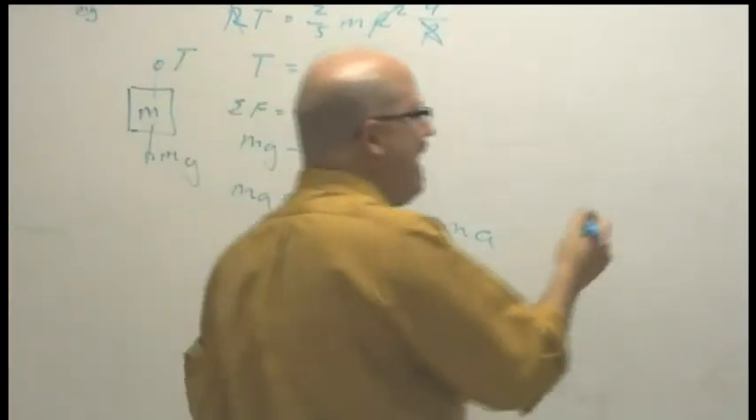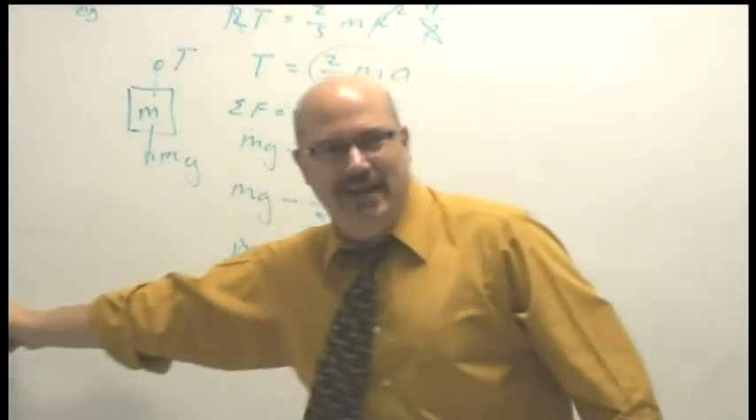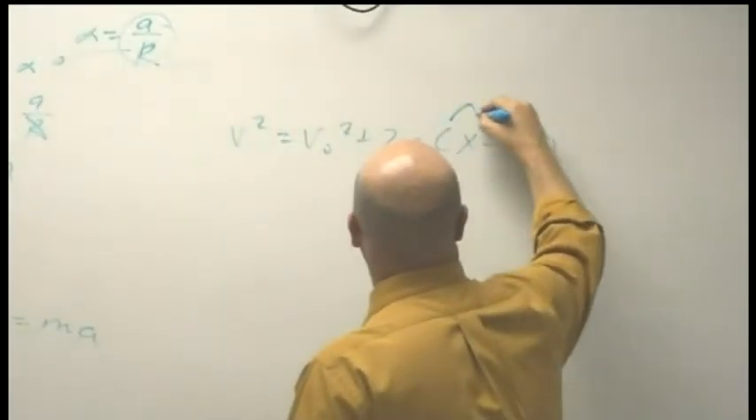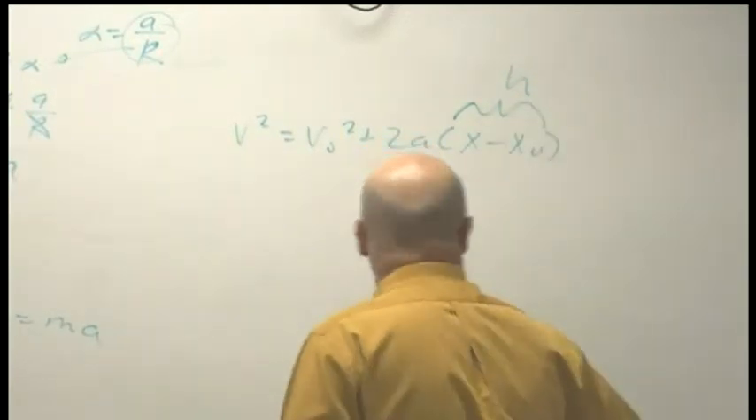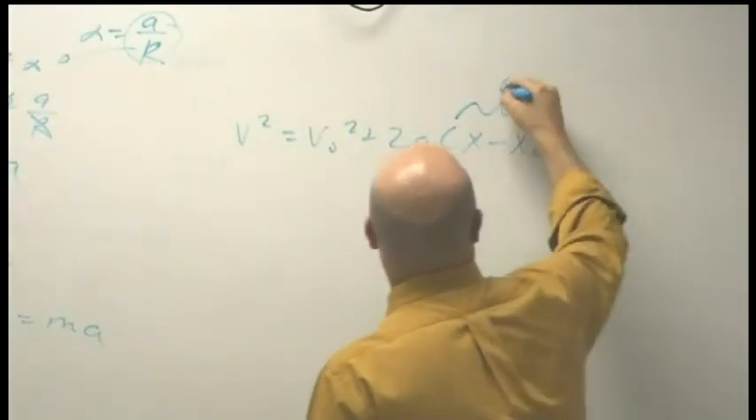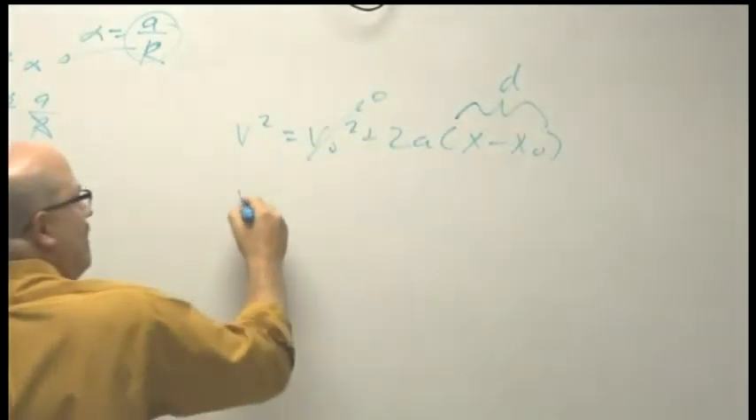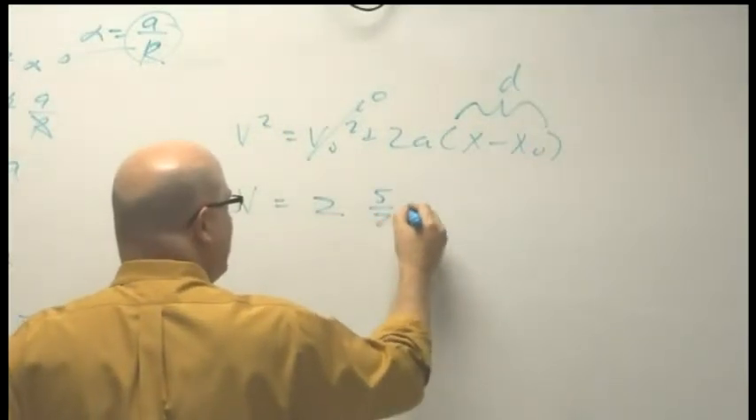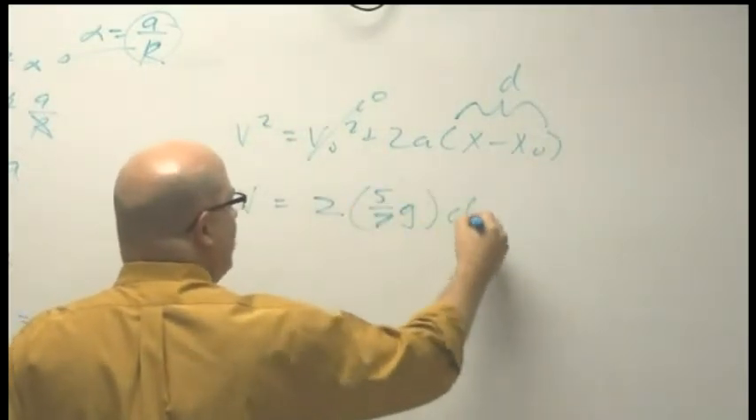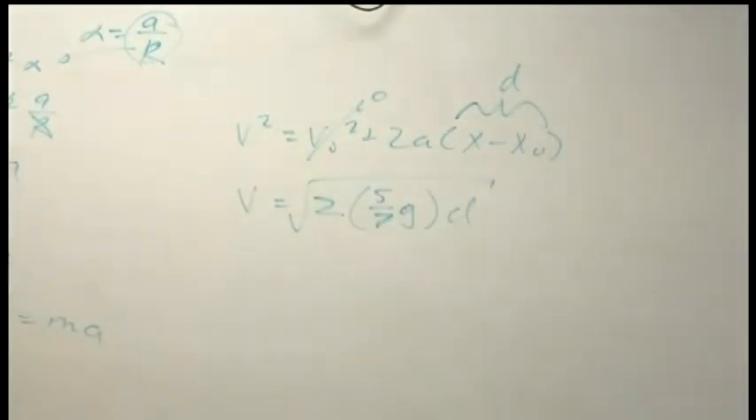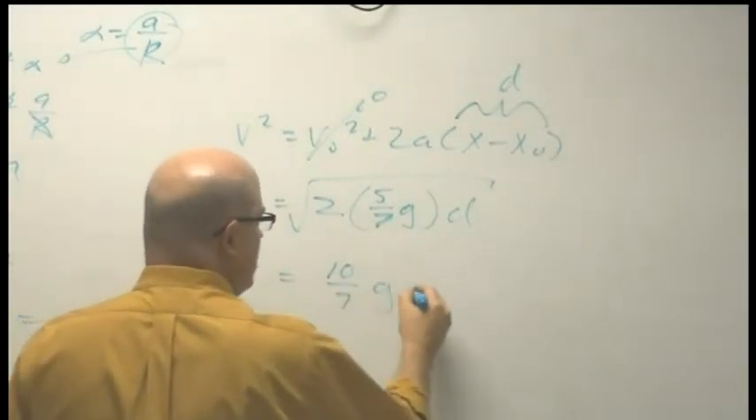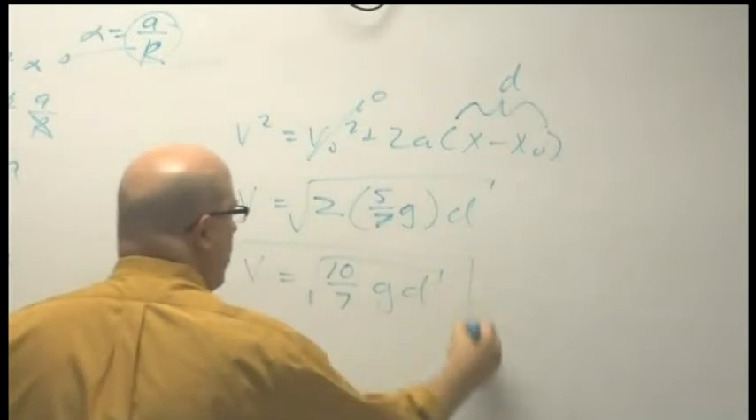Right. Okay, now, that's not what we want to know. We want to know velocity. V squared equals V naught squared plus 2a times x minus x naught, but x minus x naught for us is d. Our initial velocity is 0, so velocity equals the square root of 2 times 5/7 g times d, which is the square root of 10/7 gd. There you go.